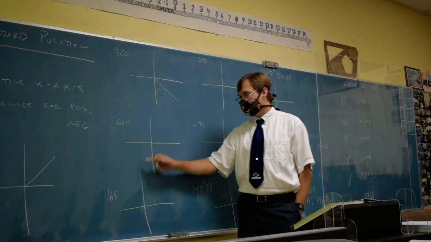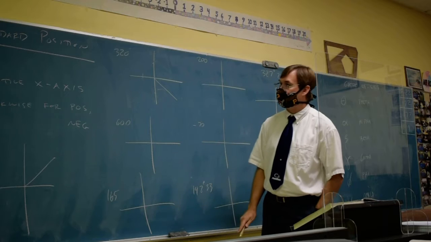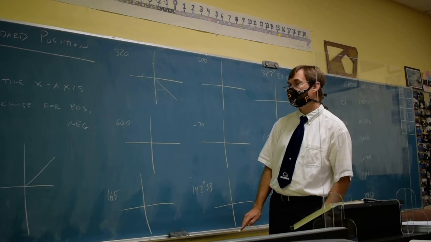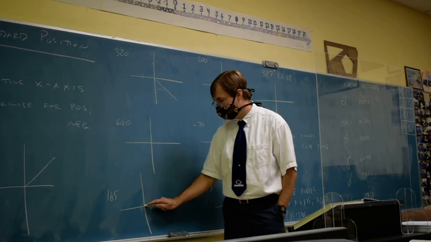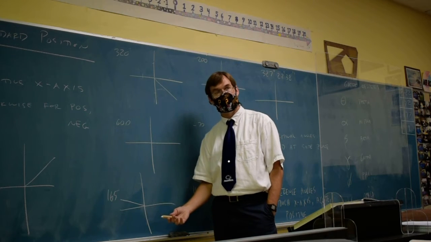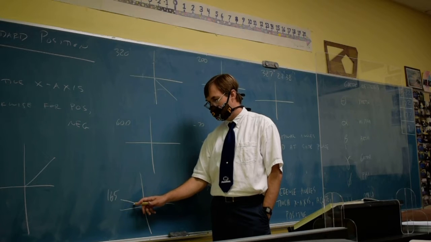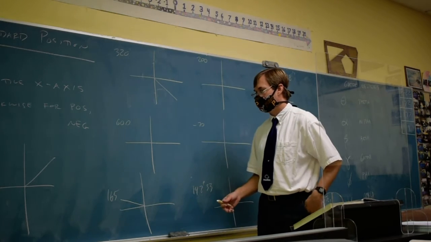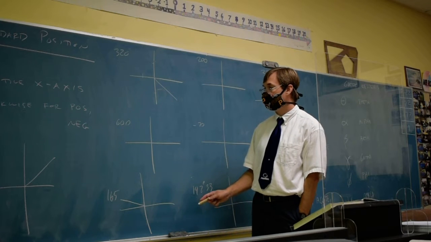Let me skip 600 for a second. Let's go 165. How would we do a 165? Quadrant 2, closer to the 180 line, something like that. Might that actually be 160? Yeah, maybe, but we're not that worried about super precision on this.